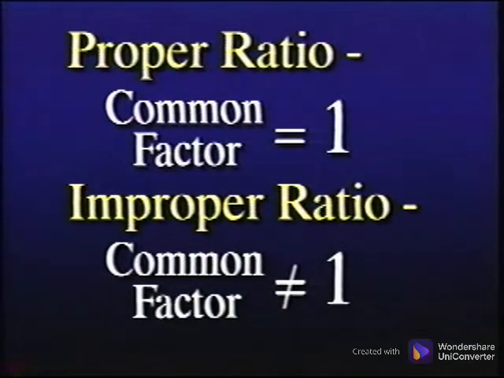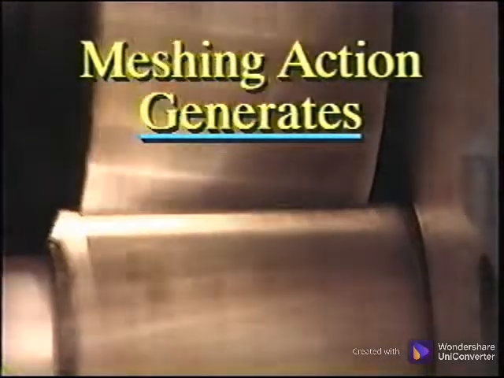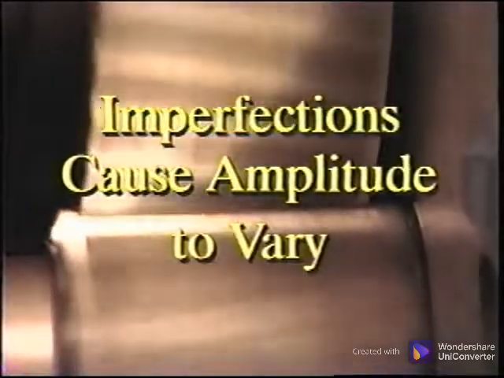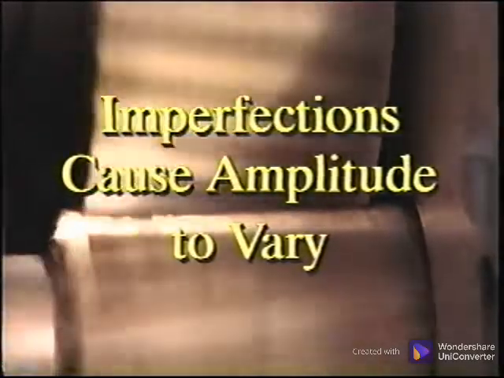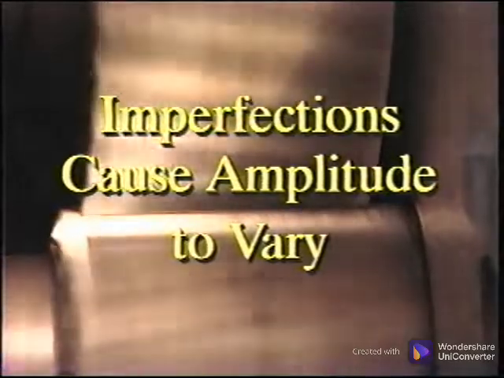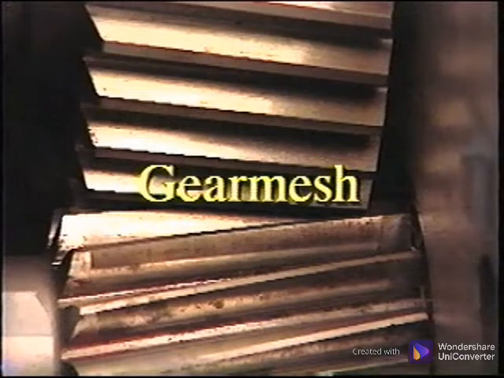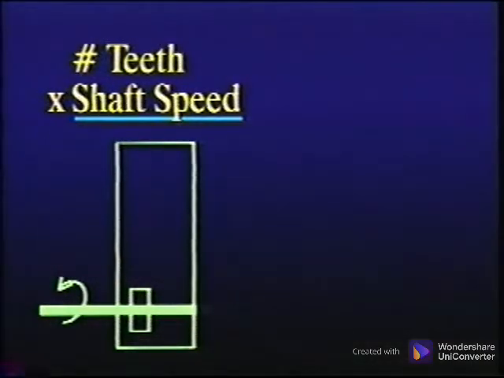The ratio is useful in determining the number of teeth contacted by a tooth on the mating gear and other occurrences in a spectrum. The meshing action of the teeth will always generate noise and vibration at some amplitude. Imperfections in the teeth or gears will cause variance in the amplitude. This meshing action is called gear mesh. The frequency of this gear mesh can be easily calculated for any gear set. It is simply the number of teeth on a gear times its shaft speed.